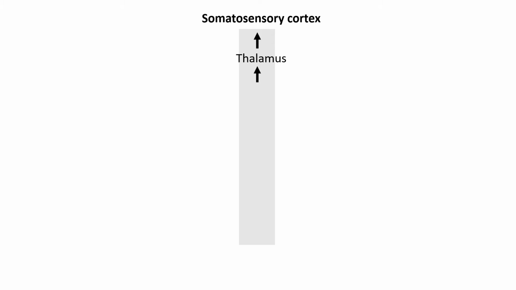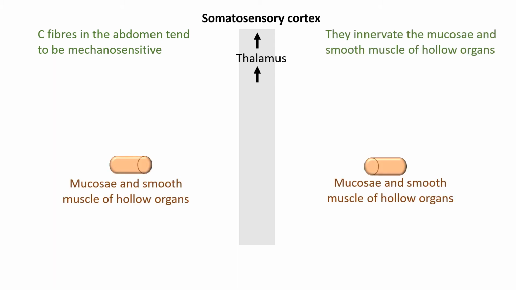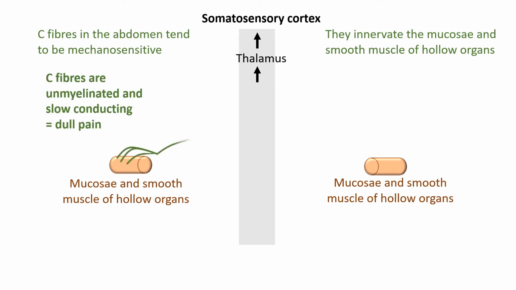Let's have a look at that in terms of C fibers. C fibers in the abdomen tend to be mechanosensitive. They innervate the mucosae and the smooth muscle of hollow organs. C fibers are unmyelinated, so therefore they're very slow conducting. Therefore we get dull pain.